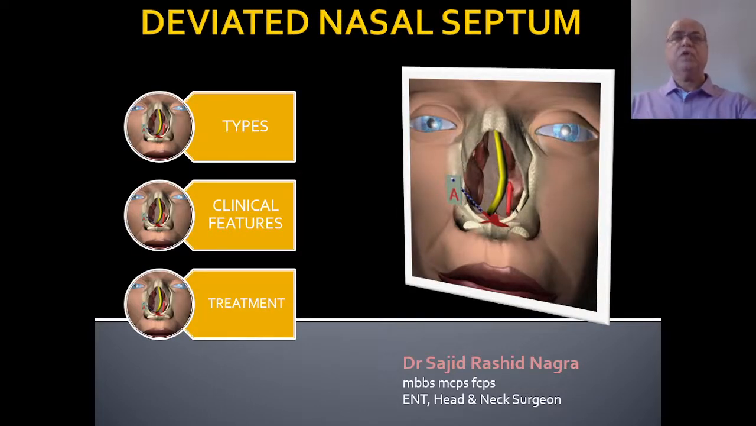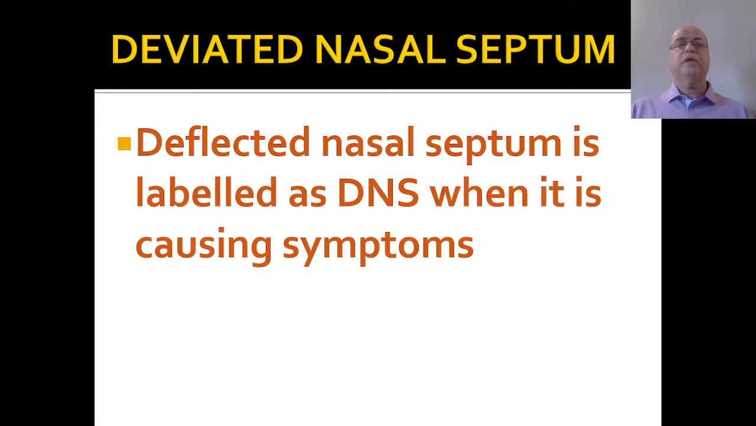This is what we call as deviated nasal septum or deflected nasal septum. This deflected nasal septum is labeled as such when it is causing symptoms. Now, this is very important in the definition: a septum will be labeled as deviated nasal septum or deflected nasal septum when it is causing symptoms, because as we will see in the etiology, trauma is the main etiological factor.